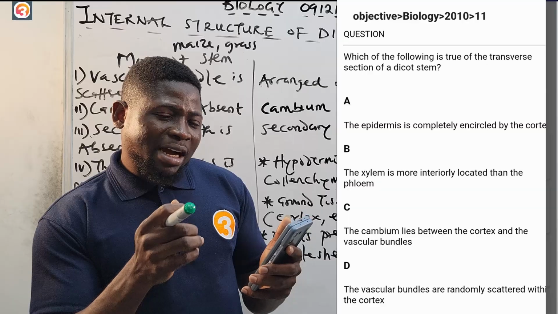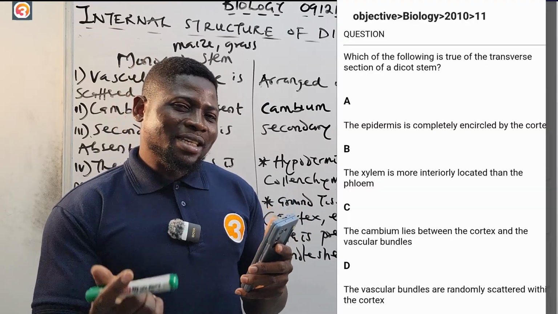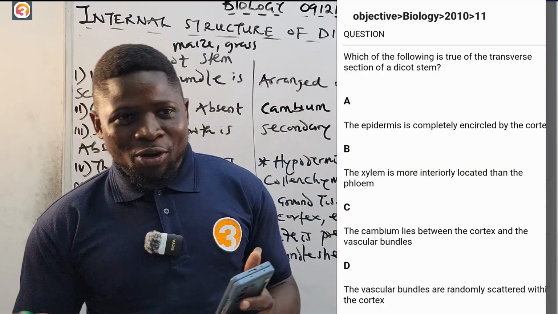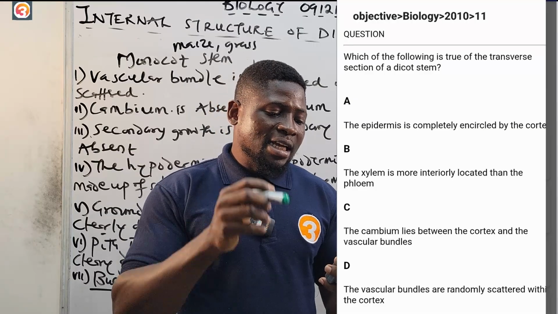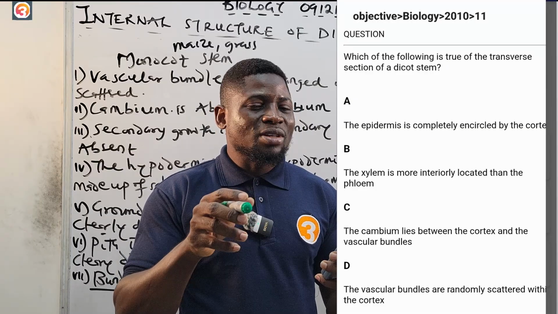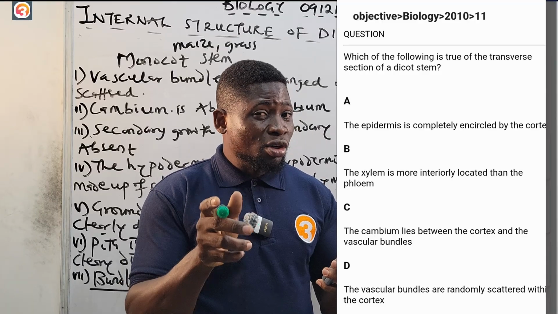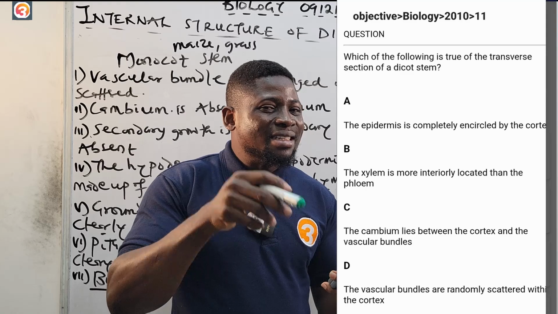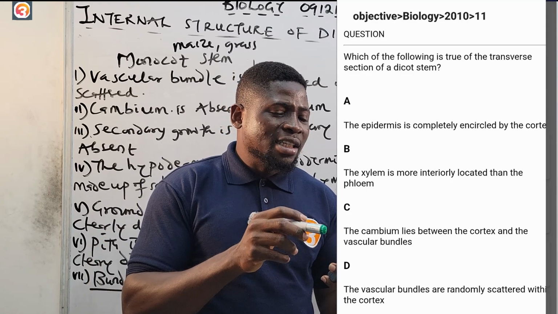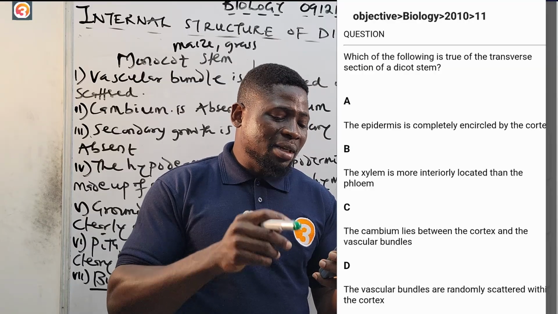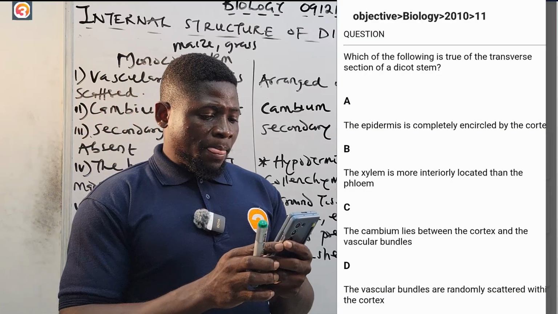The vascular bundles are placed side by side, with the xylem and the phloem. If in case you missed that part, go and watch the class again. I'm not telling you the answer. C says the cambium lies between the cortex and the vascular bundles. Does the cambium lie between the cortex and the vascular bundles, or between the vascular bundles themselves? D says the vascular bundles are randomly scattered within the cortex, which is for the monocot stem, not the dicot stem. We didn't talk about that. So give me the answer in the comment section.